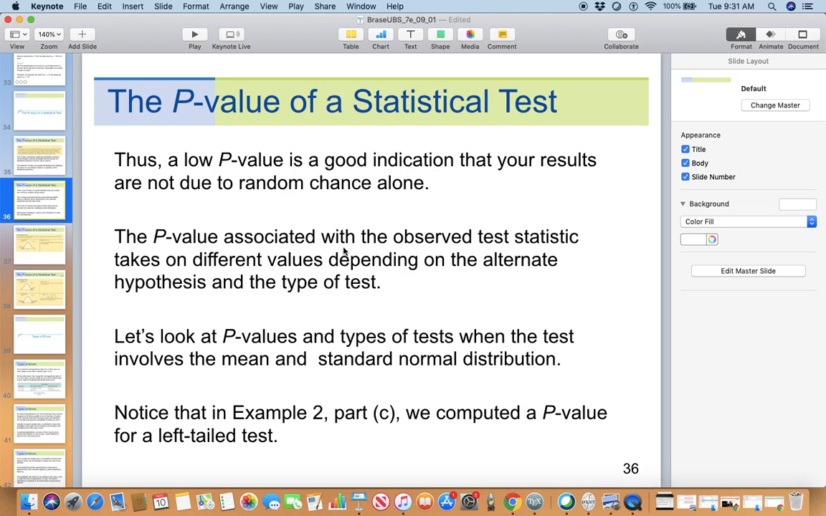The p-value associated with the observed test statistic takes on different values depending on the alternate hypothesis and the type of test. Let's look at p-values and types of tests when the test involves the mean and standard normal distribution. In the example we just covered, example 2, we computed the p-value for a left-tailed test.